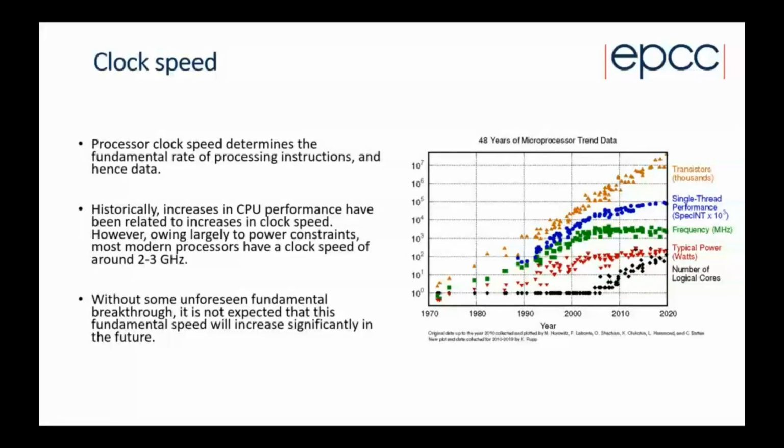And what you've seen instead is the core count has dramatically increased. So basically, without some fundamental breakthrough in the underlying technology, we don't expect clock frequencies to be a way we can drive additional performance in hardware in the foreseeable future. So we have to go at this in some other way.